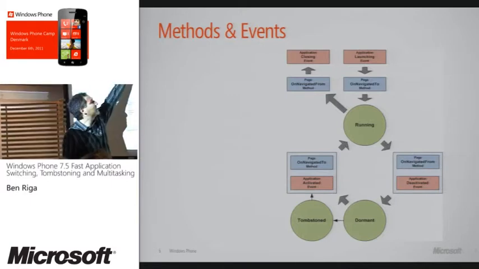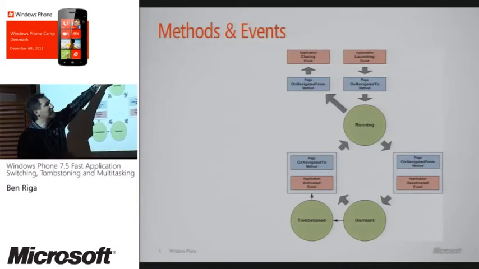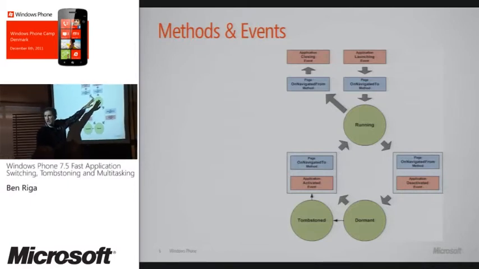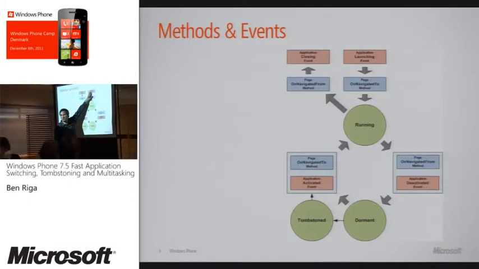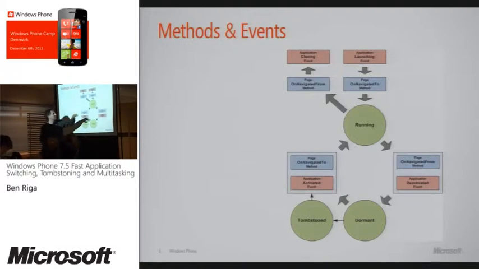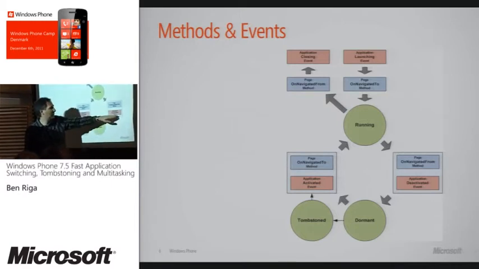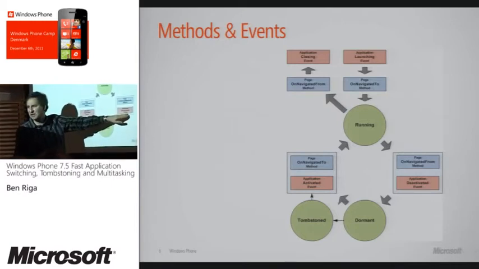So you have the application launching event, and then the OnNavigatedTo method, and then you're running, right? When your application launches, you always get the launching event, and then you get your OnNavigatedTo for the page. If you have multiple pages, each one of them gets their own OnNavigatedTo event. Then you're running, and when the user hits the start button, you get the OnNavigatedFrom, as well as the deactivated event.